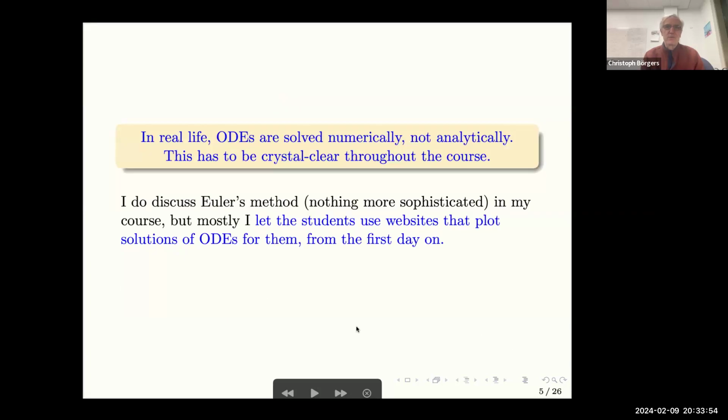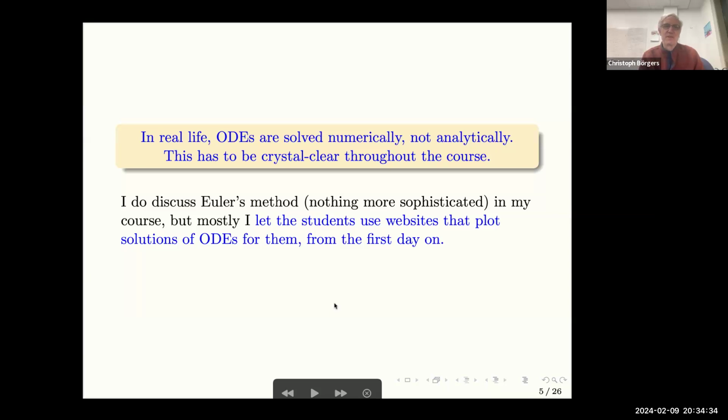One thing that I try to make really, really crystal clear throughout the course is that in real life, ODEs are solved numerically, not analytically. And that doesn't mean that I discuss numerical methods in great detail in my course. I discuss Euler's method, but for conceptual reasons. I think understanding Euler's method means understanding what an initial value problem is. And therefore, it's very important to understand Euler's method, I think, but I don't go into any details of any other numerical methods. I just mention that they exist.